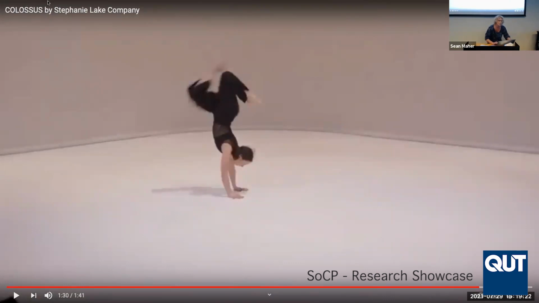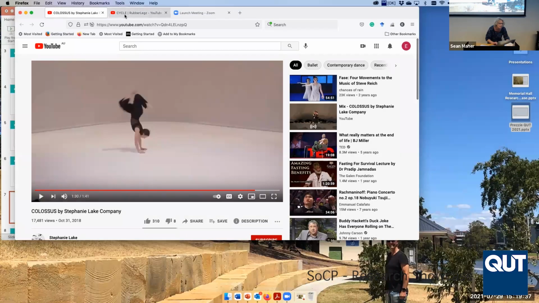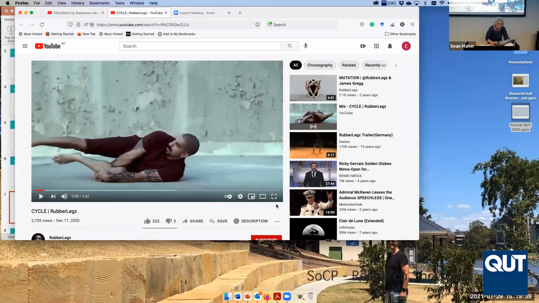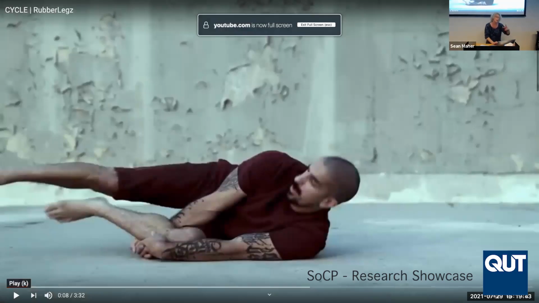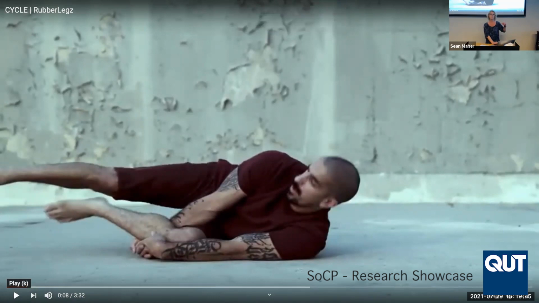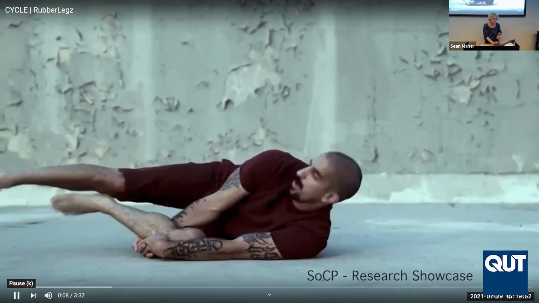Stephanie Lake's Colossus, and you can see how rich with imagery it is, and how it is not in narrative form, but the audience end up with this overwhelming sense of what Stephanie is trying to talk about. And then the next little clip that I have here is this amazing man, who goes by the name of Rubber Legs. The reason I'm playing you this clip is really just to demonstrate what level of ingenuity physical thinking can result in.